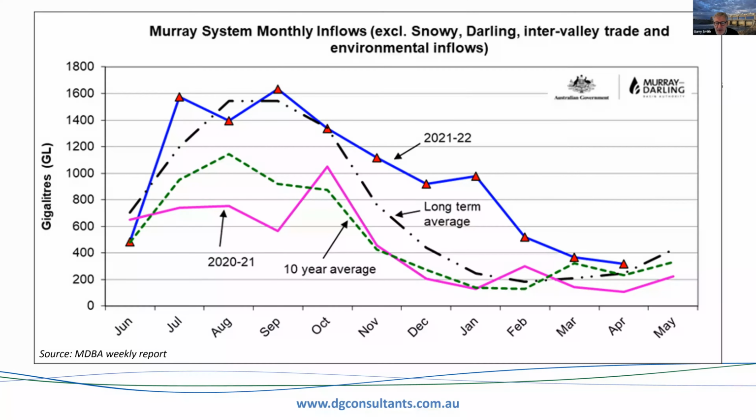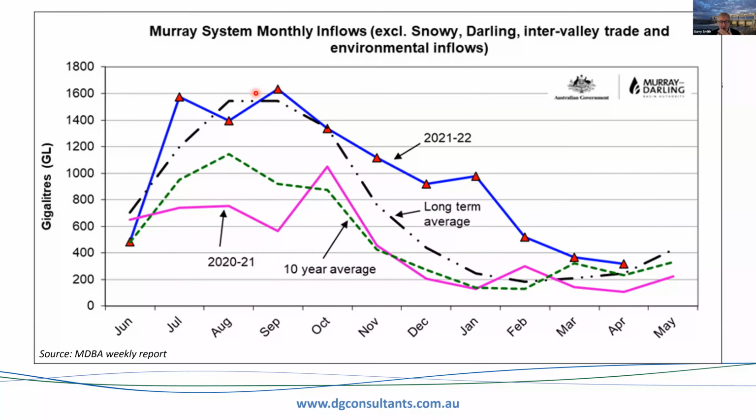But what this is showing is the blue line is the 21-22 inflows, and you note the black line is the long-term average, and also the green line is the 10-year average, purple line being the 2021 previous season. So you can see much better inflows than previous seasons or recent 10-year averages, back to something a little more like the long-term historic averages.